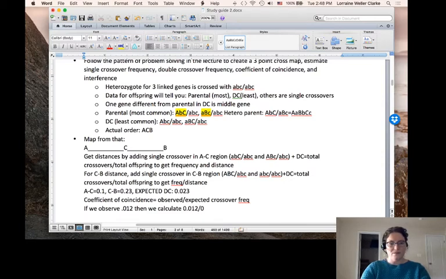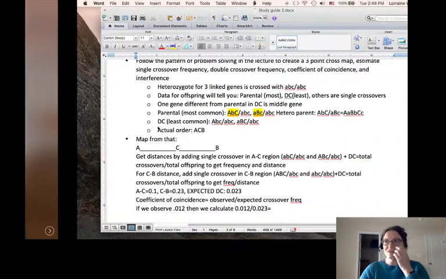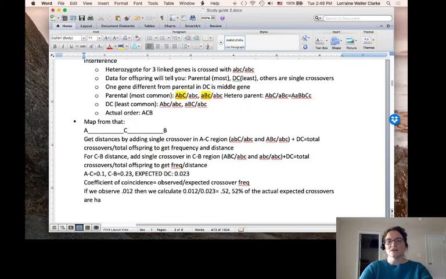0.012 divided by 0.023, and that equals, okay, that's 52. Okay, 52%. So 52% of the actual expected crossovers are happening. 48% interference.